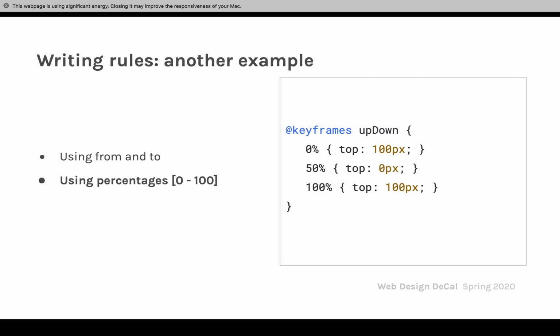Another example: let's say we wanted to move something up and down. We define three stages: 0%, 50%, and 100%. First, it starts at the bottom, top 100 pixels. Then it moves up 100 pixels at 50%. You can imagine that at the 50% stage it would have moved up 100 pixels, and then it moves back down 100 pixels at the end. So it just goes up, down. The starting and end state is the same, it starts and ends where it was originally. So that's another example of using animations.